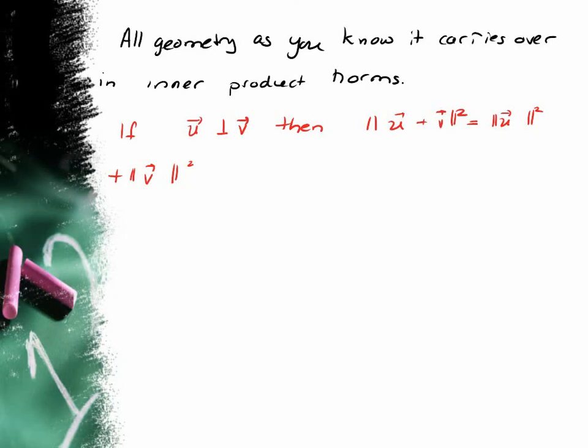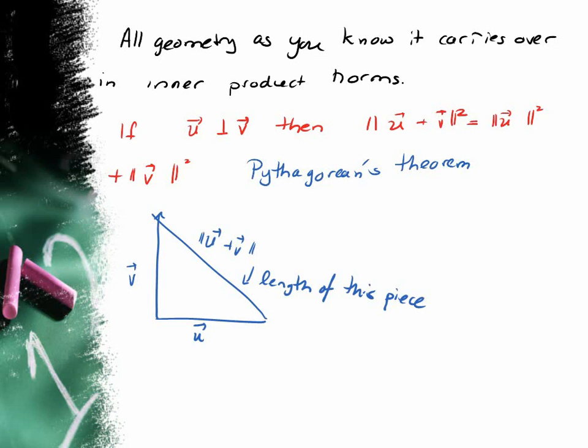So if you have two lengths that are perpendicular to each other, then Pythagoras's theorem holds. Leg squared plus leg squared is the hypotenuse squared. That's not true for that other norm. It's only true for norms that came from inner products.